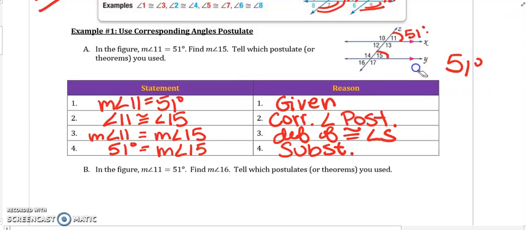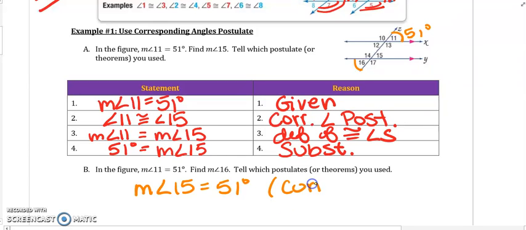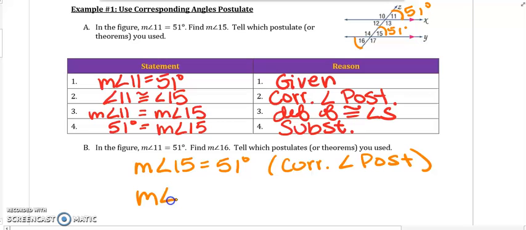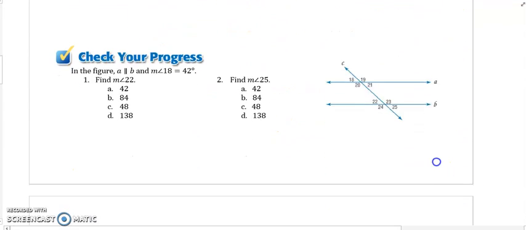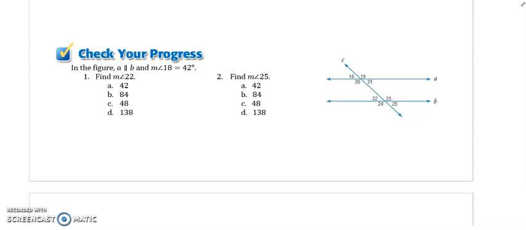In the figure, so I'm going to erase and start over. In this figure, again, this is 51, but it wants us this time to find 16. Well, we already determined the measure of angle 15 is 51, and we knew that because of the corresponding angle postulate. Well, if this is 51, 15 and 16 have a special relationship. They're vertical angles, and vertical angles are congruent. Therefore, 16 is 51 as well by the vertical angle theorem that we talked about in the last chapter. Okay, awesome. I'd like for you to pause this and work this one on your own, and then start it back to check your work.